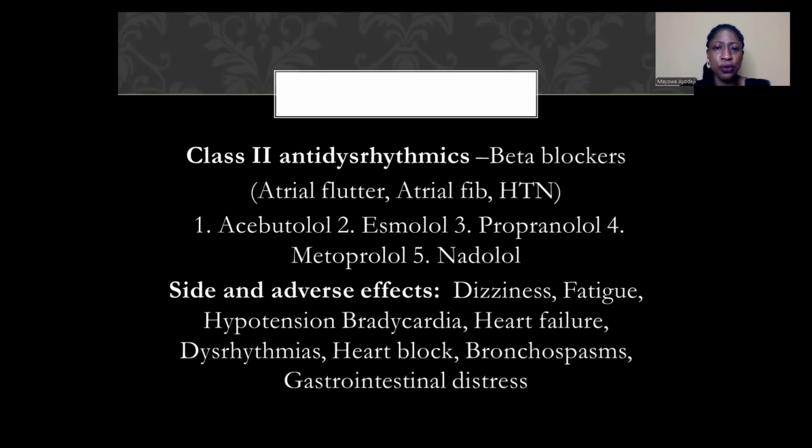Now let's go to class 2. We have the beta blockers. So these are used majorly for atrial flutter, atrial fibrillation, and hypertension. Examples of beta blockers here are acebutolol, esmolol, propranolol. Most of these beta blockers end in what? Lol. So that is how we can remember them. They end in lol.